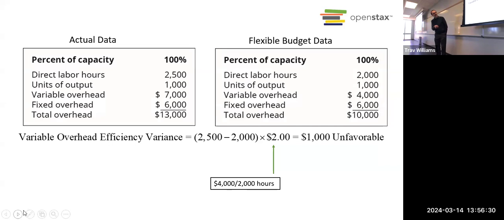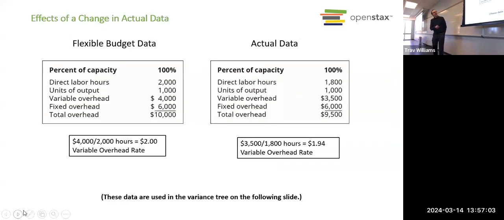We've got the same $2 standard rate, right? But now we're looking at the difference between the actual labor hours, since that's the activity we're using to apply our overhead, and the standard. That was a difference of 500 labor hours. Multiply that by the standard rate, and we see that's costing us $1,000. Because of that extra labor, we're applying more overhead costs than the standard. Oh yeah, and then this is going to be used for the next slide.